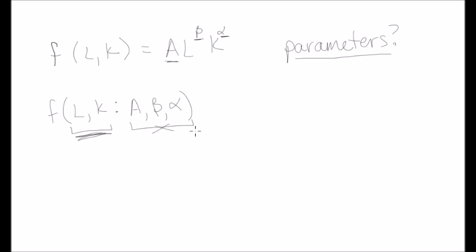Another way of thinking about that is that when we do the optimization problem, when we ask how do you maximize this function, we need to maximize it with respect to the variables L and K, but without changing anything with regard to these parameters. These parameters we basically treat like constants when we evaluate the function.